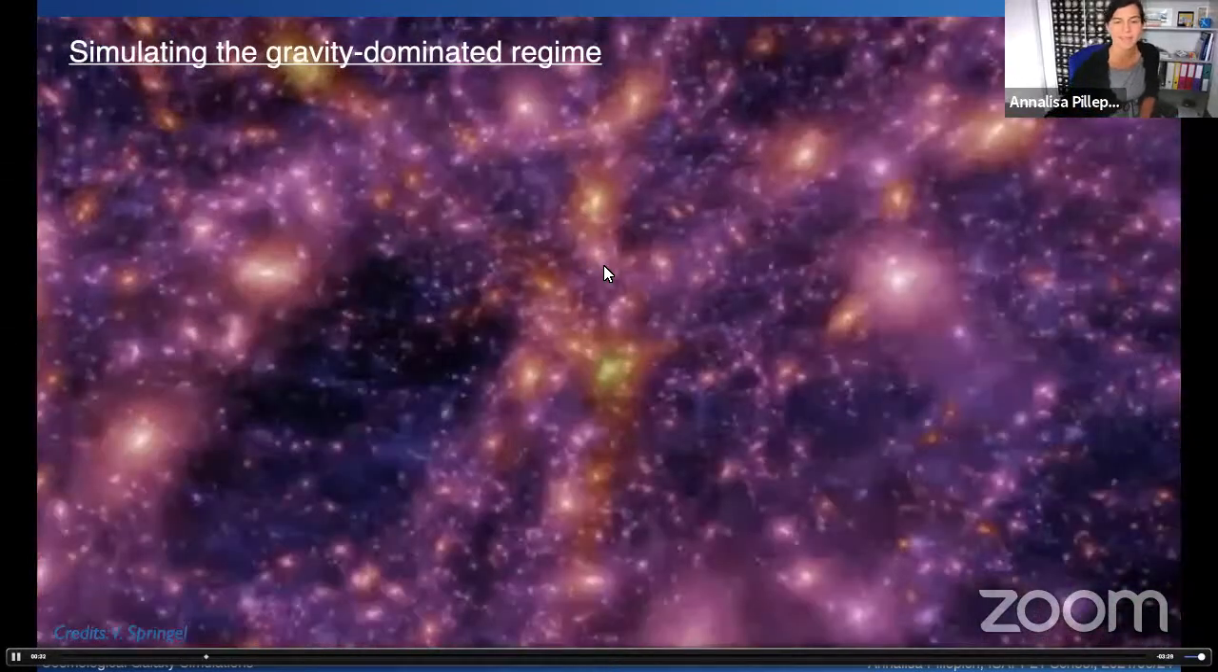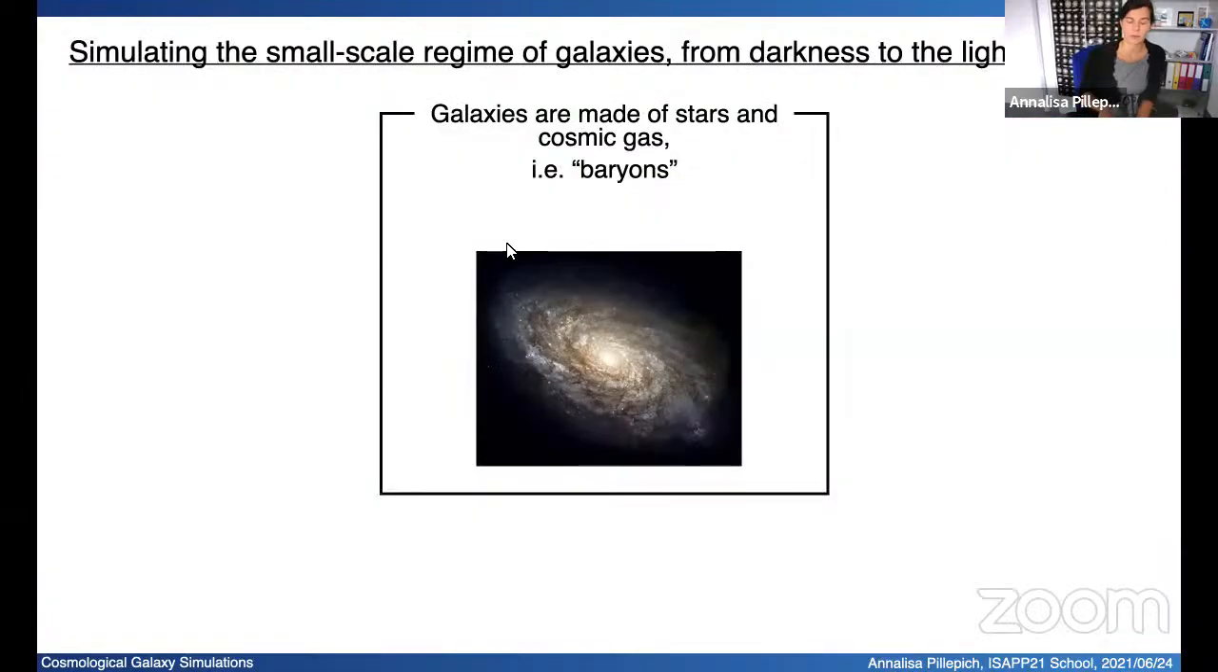All right. But now in this lecture, we want to simulate the small-scale regimes. So we want to go from dark matter, or darkness, to the light. And as I tried to convey earlier with the images, galaxies are complex. They're made of stars and cosmic gas, which we call baryons. We come back to that in a moment.